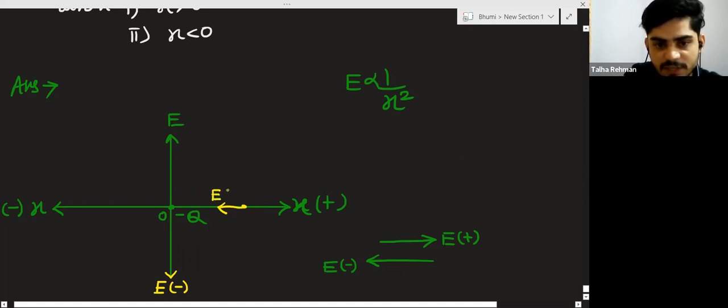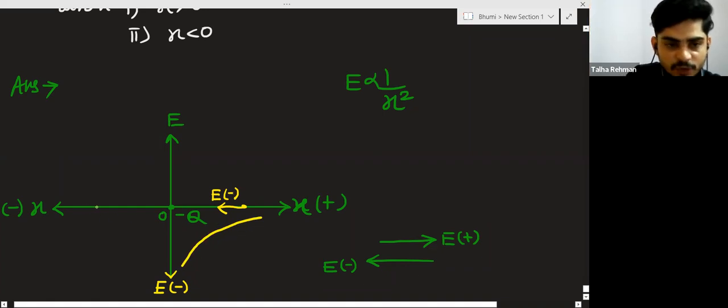Here this direction is negative direction, means electric field is negative. Electric field is negative. So the graph will be like this. This kind of graph you will get.